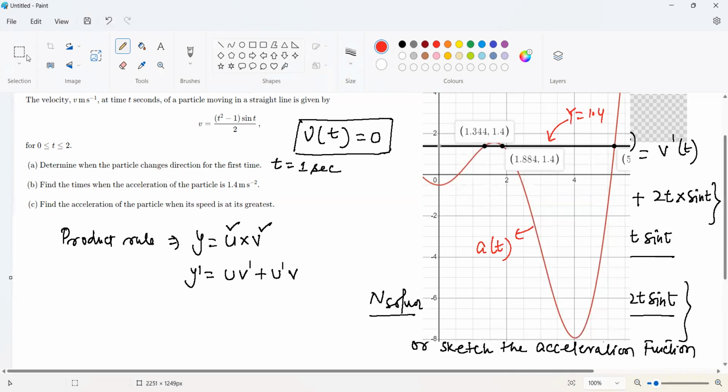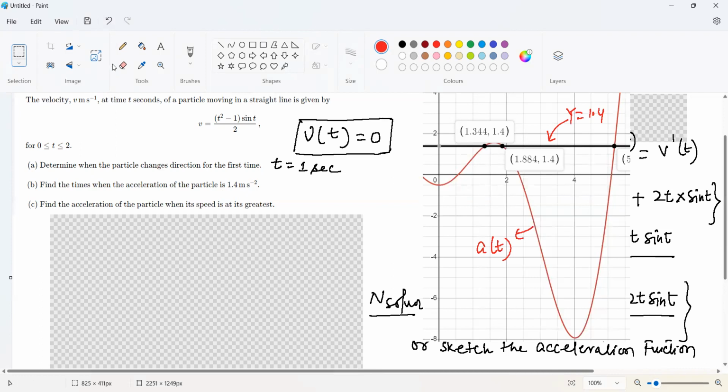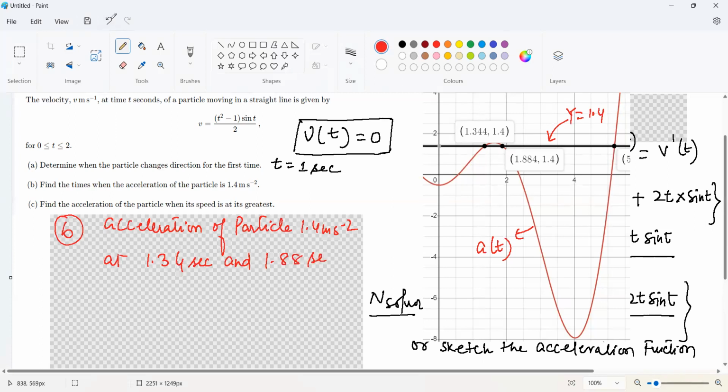One at 1.344, other at 1.884. So the acceleration of the particle is 1.4 meter per second squared at 1.34 seconds and 1.88 seconds. These are the two times. Okay.